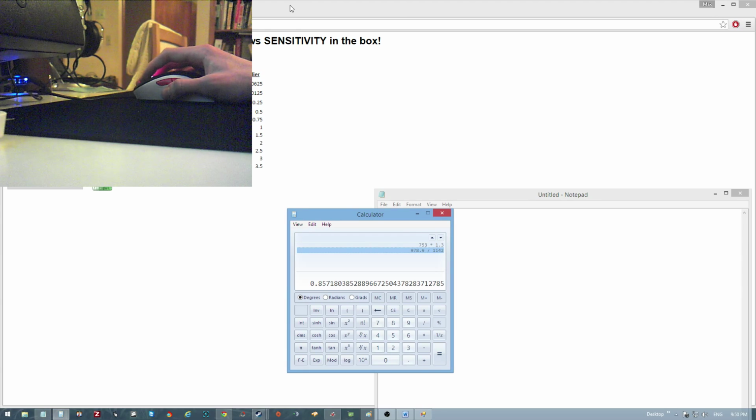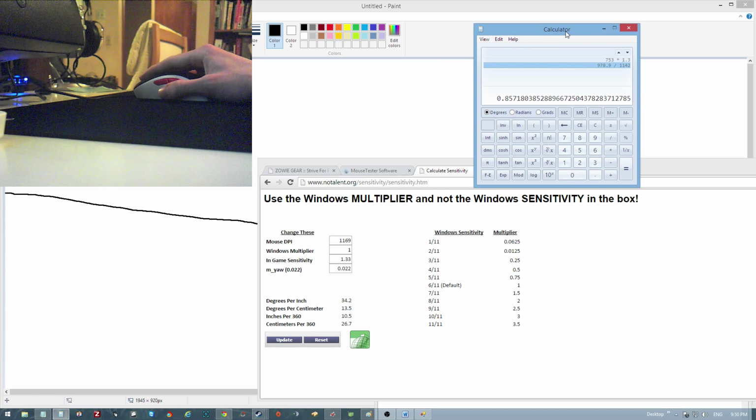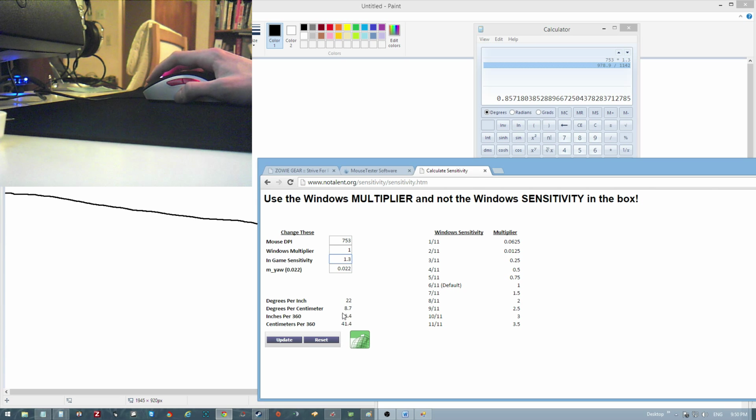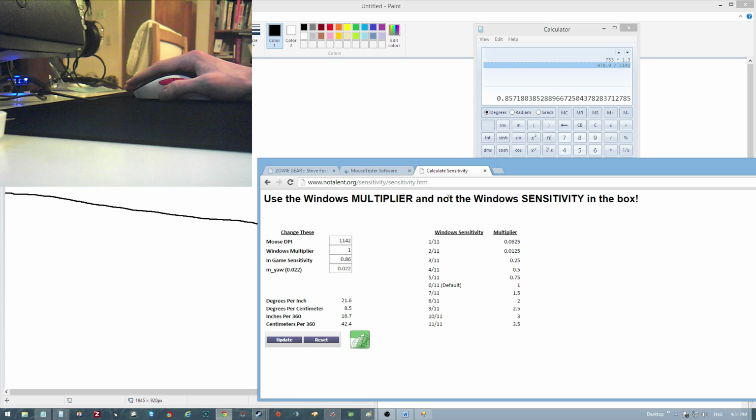So I'll show you here. What you want to pay attention to is the degrees per inch, or any of these lower things right here. Our original was 753 by 1.3, so our centimeters per 360 was 41.4, and now with our new sensitivity, which is 1142 DPI, and I'll round that second number to 0.86, it's roughly the same centimeters per 360. So that's what you want to do, so you keep all of your muscle memory from your previous mouse and or previous mouse pad over to your new one.